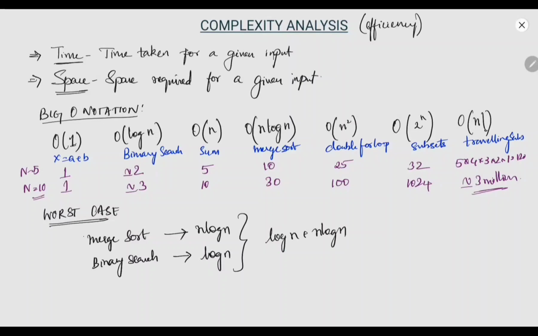However, in case of Big O notation, we would take only the worst case. That is, when compared to log n, n log n is obviously higher than log n because it is multiplied by n. So we can drop out this log n value and just say that our time complexity for this algorithm is n log n. So this is what we call worst case representation.